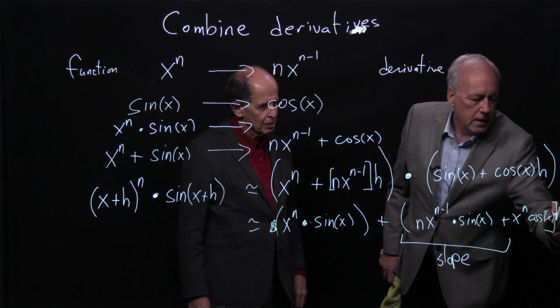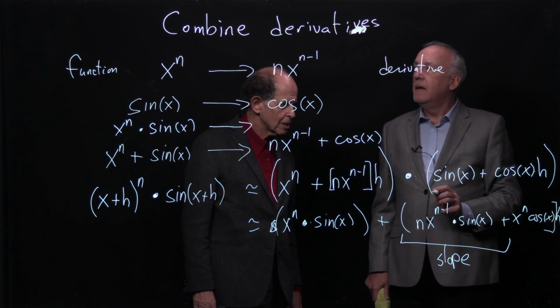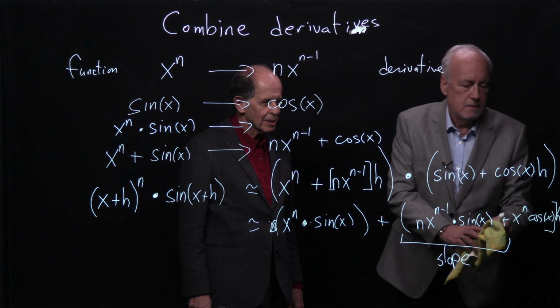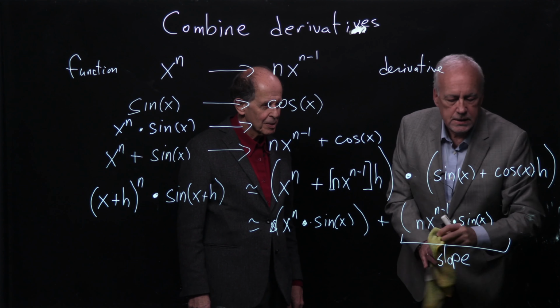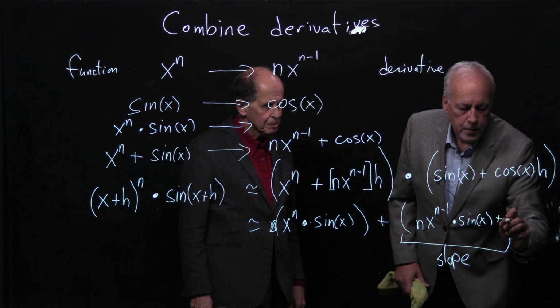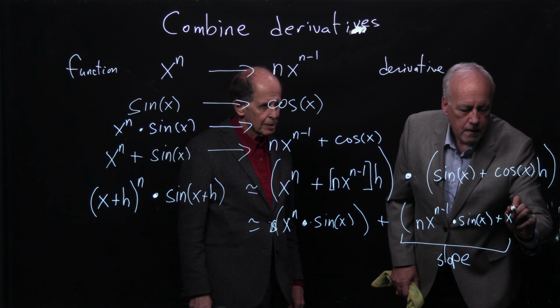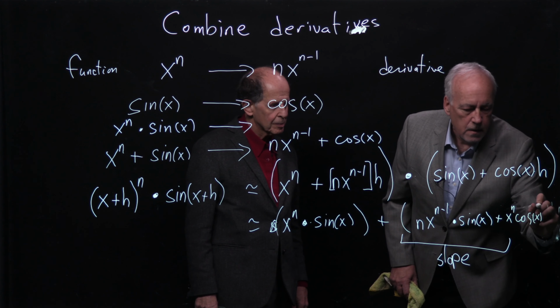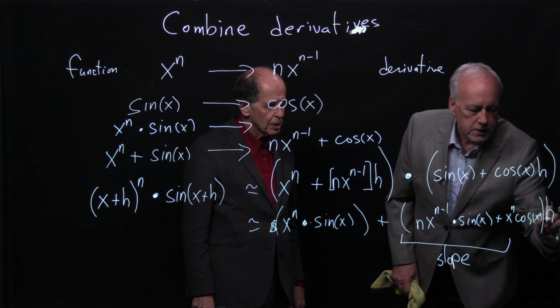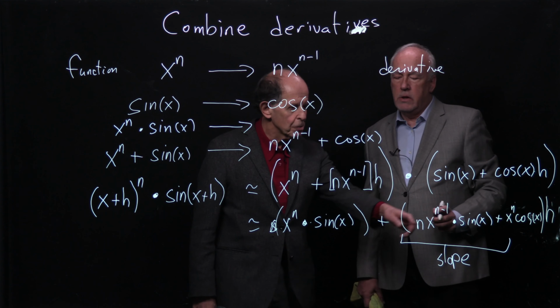I hope you can see that h. Can we see the h? Oh, on our screen, not quite. So I'm going to just squeeze things in here. Plus x to the n times cosine of x, all times h. And is there anything else?